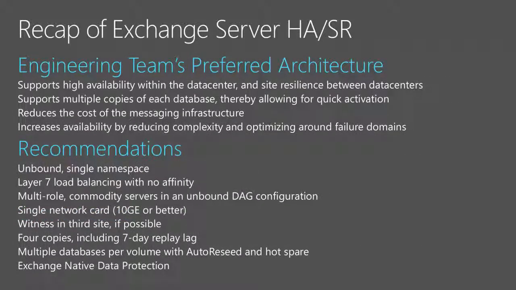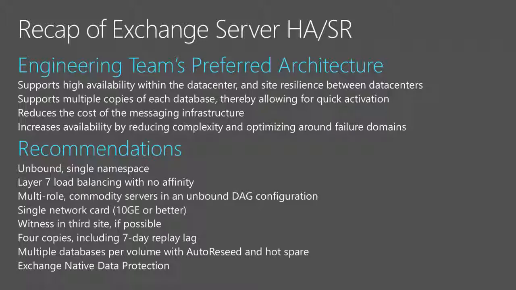Now, our preferred architecture, I went over that in detail yesterday. Hopefully, you got a chance to see that session. If not, again, it's recorded, and the slides are available to you. But basically, the preferred architecture is all about high availability, and if you have multiple locations, all about site resilience as well. Okay, and it means that you are creating a DAG with at least 4 database copies, 2 in each data center, and you're replicating that traffic over a single network card in each DAG member.